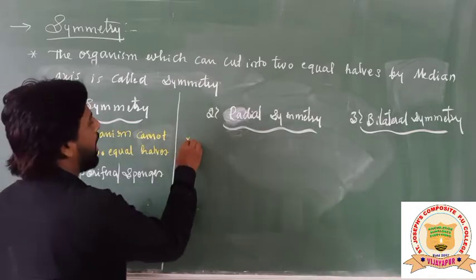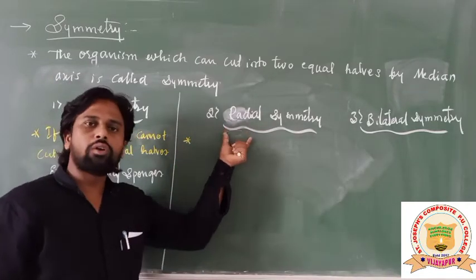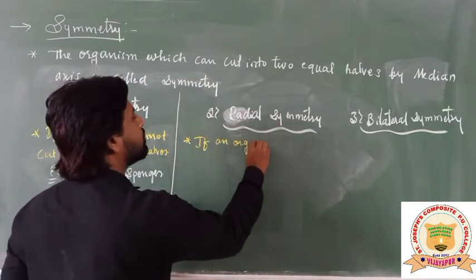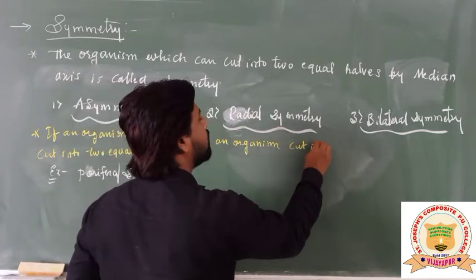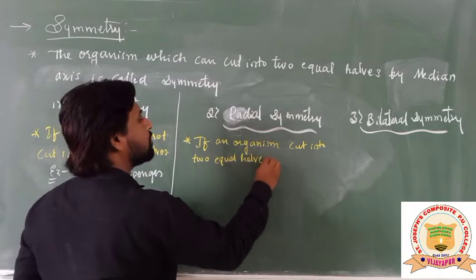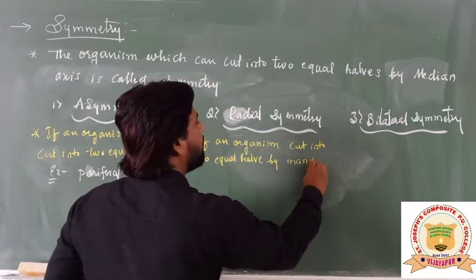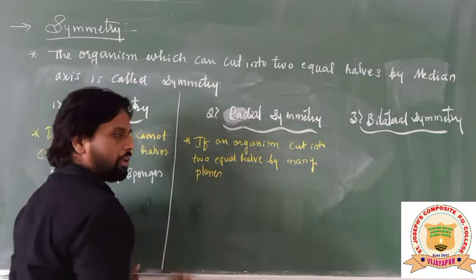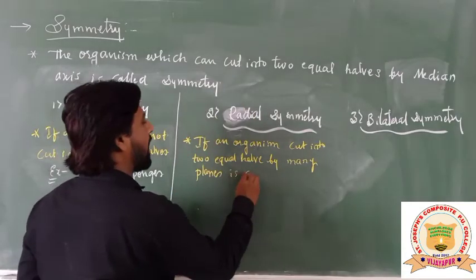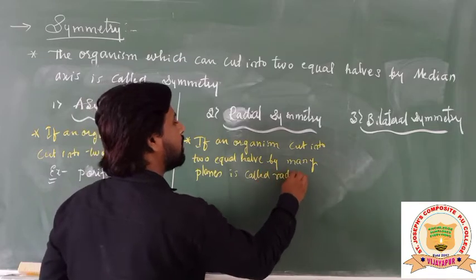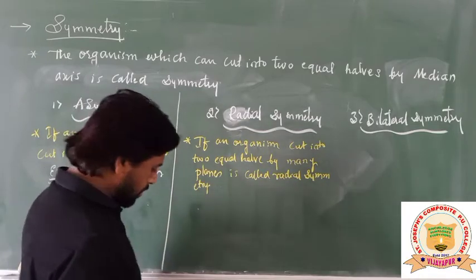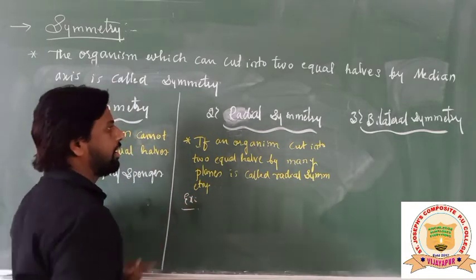Next comes bilateral symmetry. Sorry, radial symmetry. Next is radial symmetry. So, if an organism can be cut into two equal halves by many planes, it is called radial symmetry. Radial symmetry. So we can give an example here for radial symmetry.